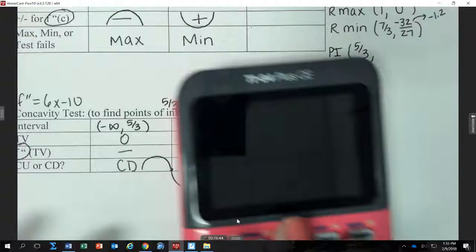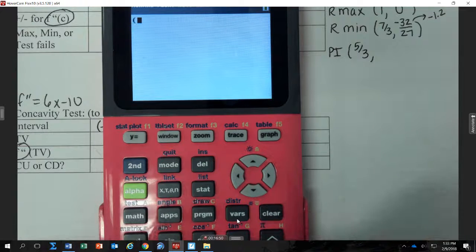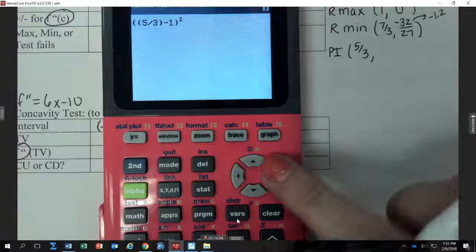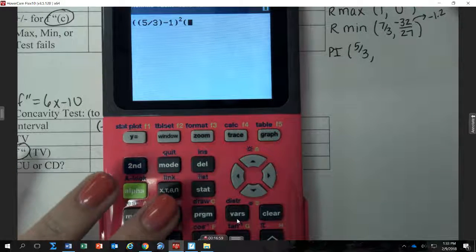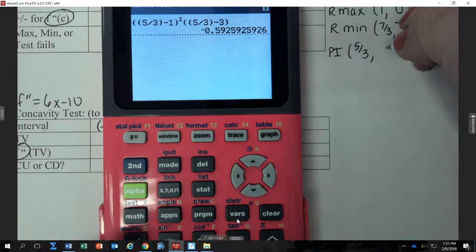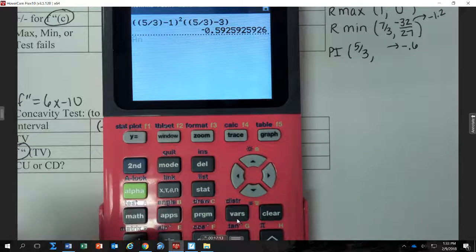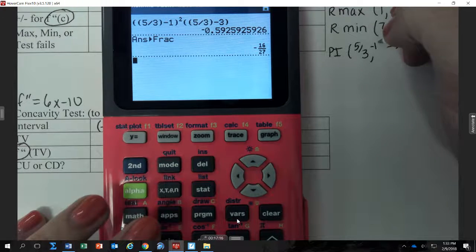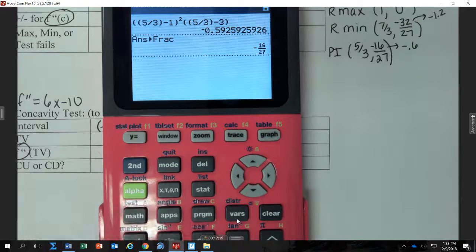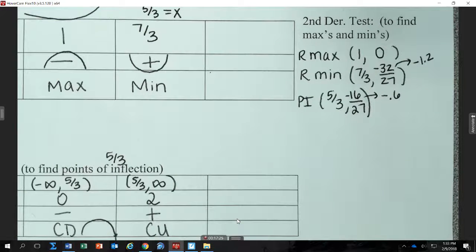Where do I plug 5/3 in? The original, right? So I'm going to have parentheses 5/3 minus 1 squared, right? Times, what is that? 5/3 minus 3. So I get a crazy decimal. I'm just going to take note of what that decimal is, negative 0.6 approximately. But I'm going to math bracket to get an exact answer. So we get negative 16 over 27 is the exact y value. Okay. Any questions about that?